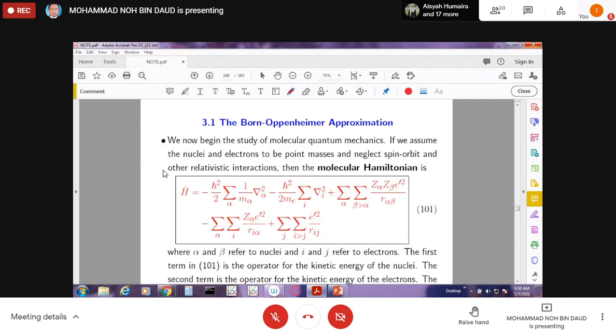So, molecules. What is the difference between molecules and atoms? For molecules, we must start here with this approximation, the Born-Oppenheimer approximation. You have also heard this approximation many times in Physics 1. So we must begin with it. Why do we need an approximation for molecules?